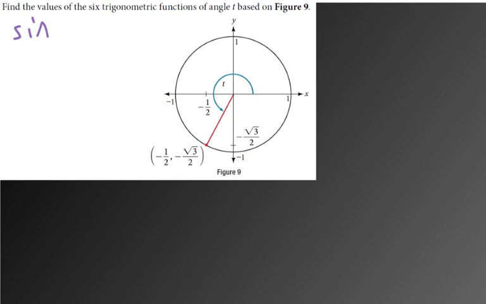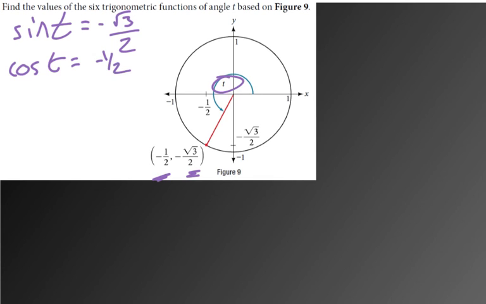Sine of, I'll just call this angle x, actually. I think they called it t. I just noticed there's a t there. So sine of t is the y value, so -√3/2. Cosine of t is the x value, -1/2, right? So from those two, I can get cosecant and secant really quick. Cosecant is just the reciprocal of sine, so -2/√3. Secant is the reciprocal of cosine, so -2, right?